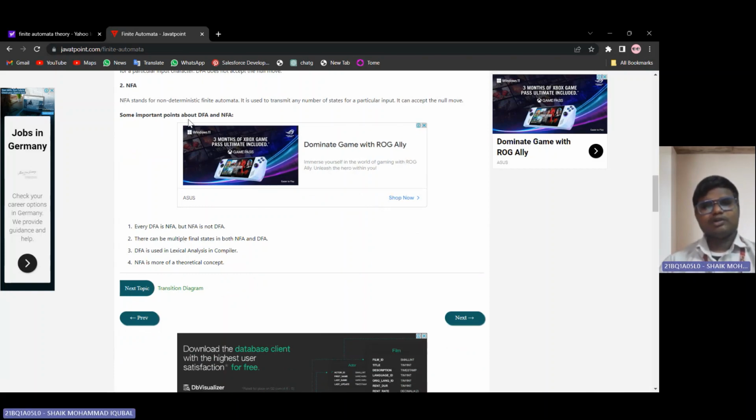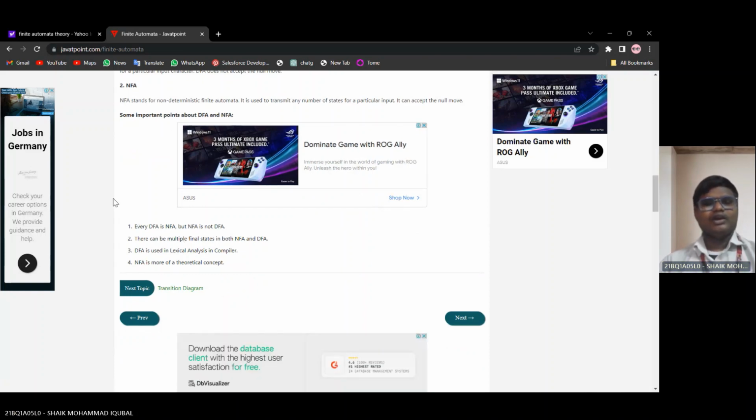Some important points about DFA and NFA. Every DFA is NFA, but NFA is not DFA. There can be multiple final states in both NFA and DFA. DFA is used in lexical analysis.